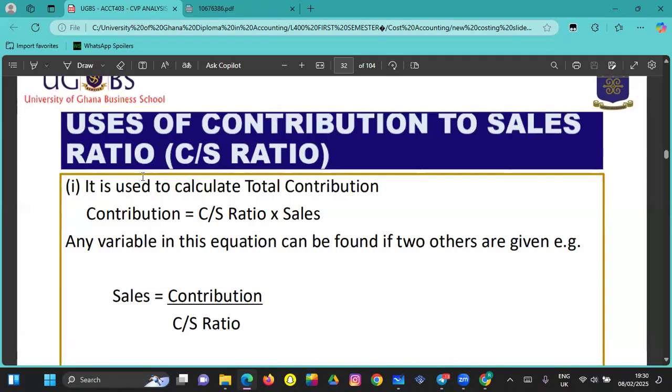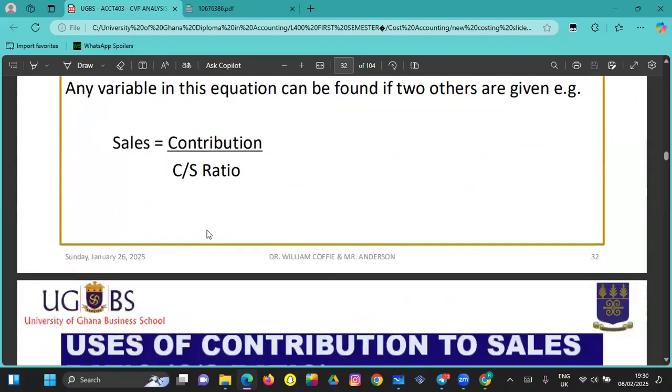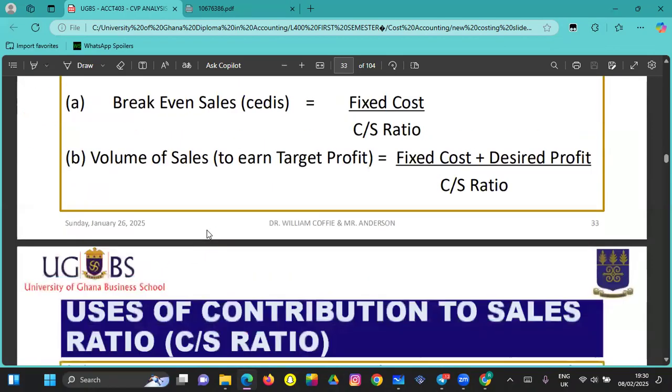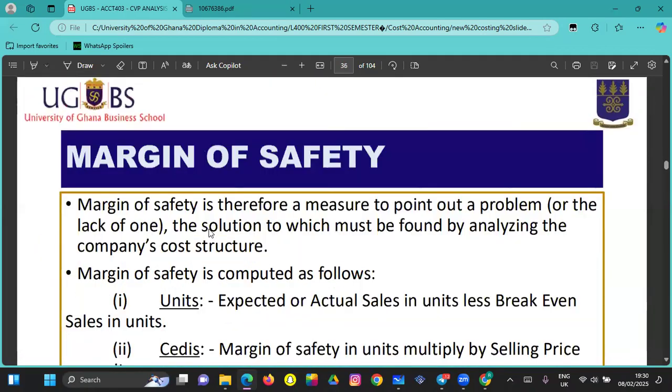So it's uses of contribution to sales ratios. It is used to calculate total contribution. So contribution is equal to contribution per sales ratio, or contribution sales ratio, all over sales, right? So we talked about this already. I've summarized everything in that whiteboard.